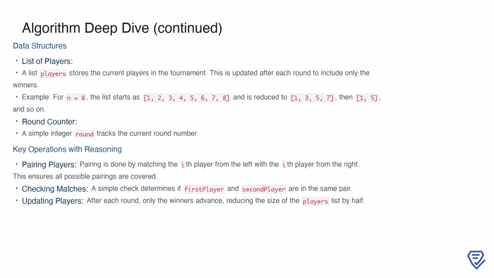Key operations include pairing players, which is done by matching the ith player from the left with the ith player from the right, ensuring all pairings are covered. Checking whether first player and second player are in the same pair is a straightforward comparison. Updating the players list after each round ensures that only winners advance, reducing the problem size efficiently.